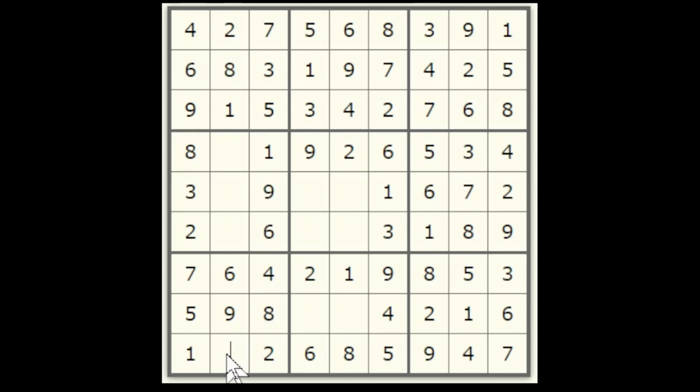And remember the last digit here? It was a 3. These are still a 3 and a 7, but we have a 3 now in the column, so we can enter a 7 here and a 3 here, like so.